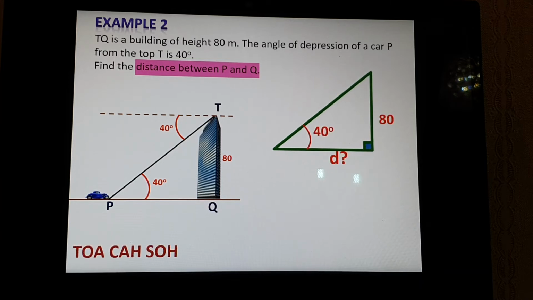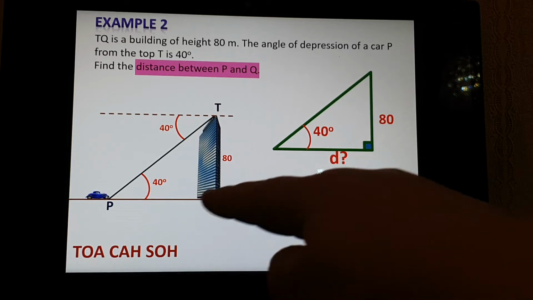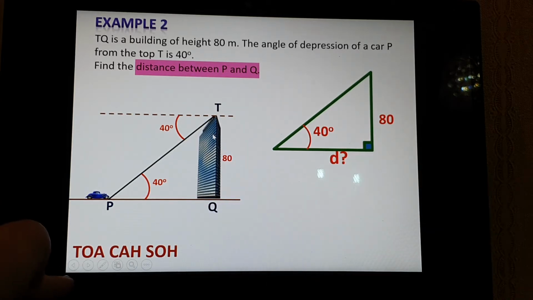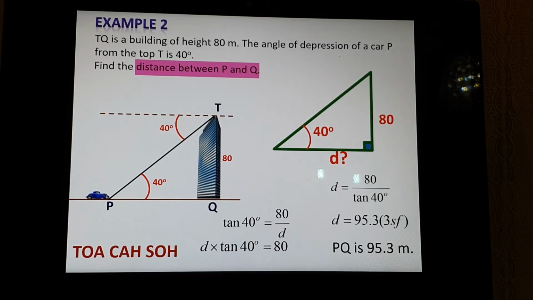Label, label, label. This one is opposite and this one is adjacent, right? O and A, we use tangent. Then you press the calculator and get the answer already. Okay, so that's all. Now, next one.